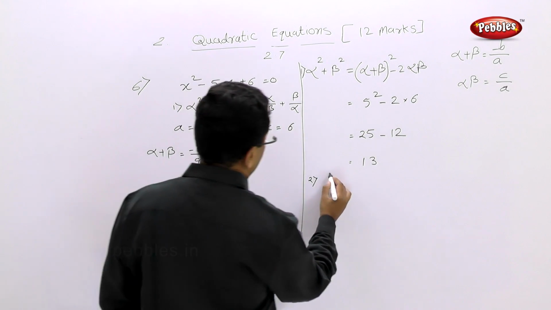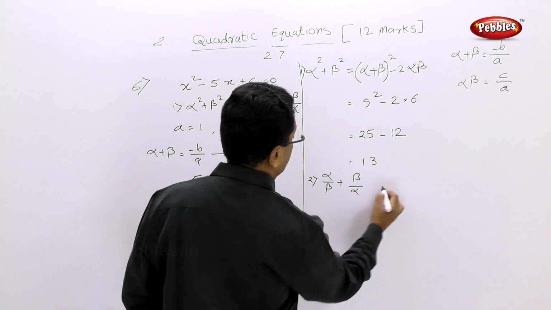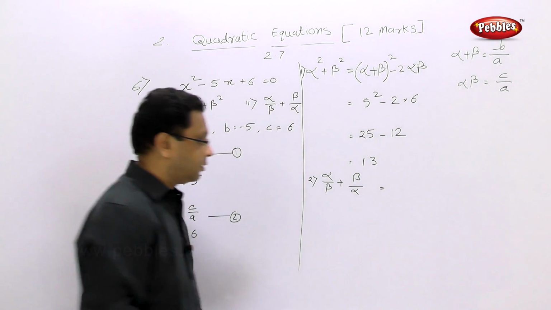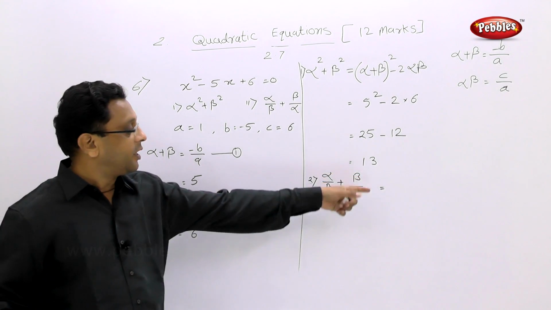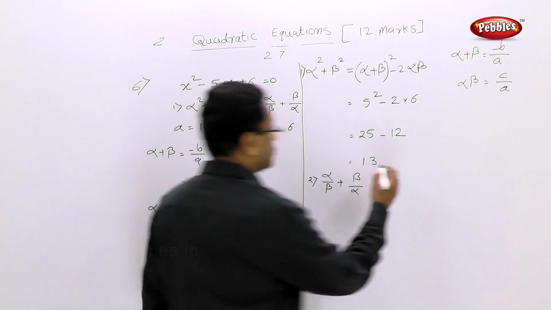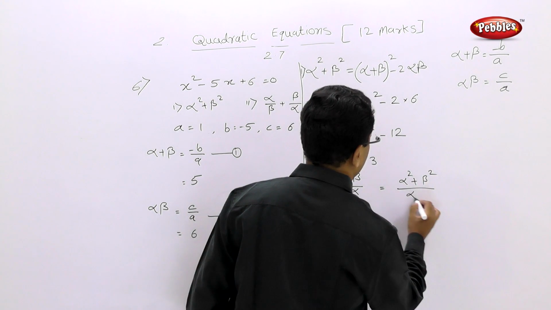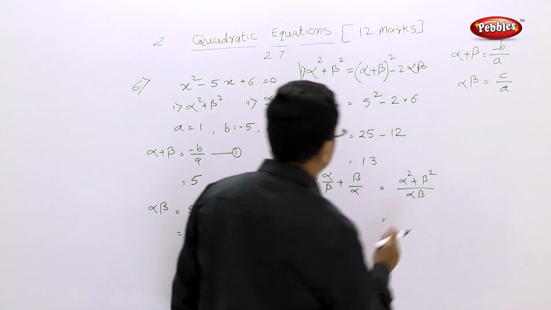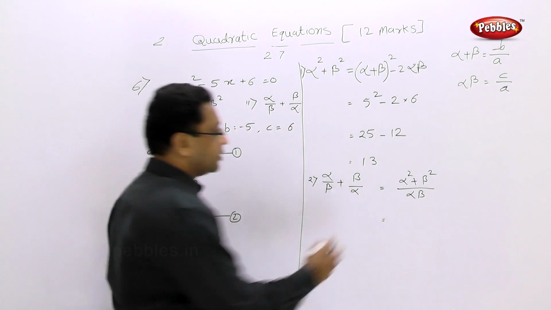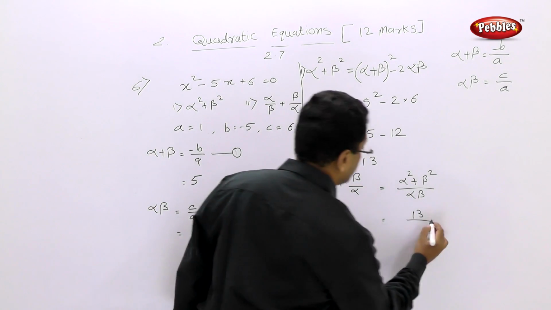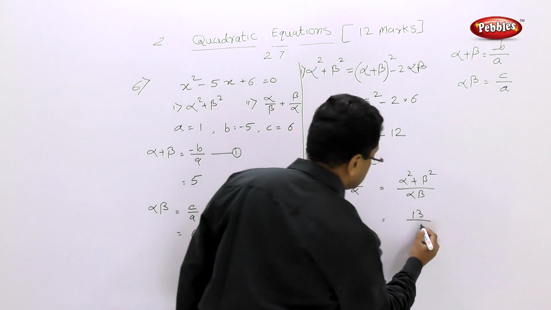That is alpha upon beta plus beta upon alpha. This will be equal to what? Now we'll cross multiply: alpha square plus beta square upon alpha beta. So this will be alpha square plus beta square upon alpha beta, which will be equal to, just now we have found out the value of alpha square plus beta square. It is 13. And what is alpha beta? Here 6. So this is 13 upon 6.